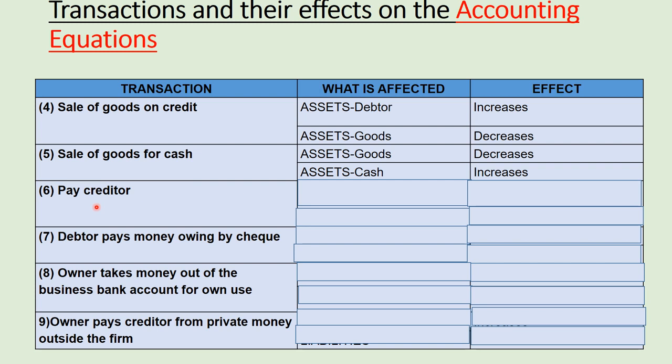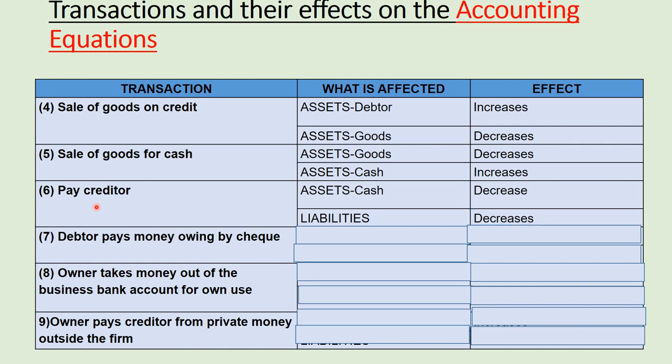So you are owing people money, so now you pay them out. What has been affected? First, assets in terms of cash, they are going to decrease since you have paid money. But also, your liabilities are going to decrease since the debt has been cleared. So assets in terms of cash are going to be affected, and liabilities. Assets are going to decrease, and liabilities are going to decrease.